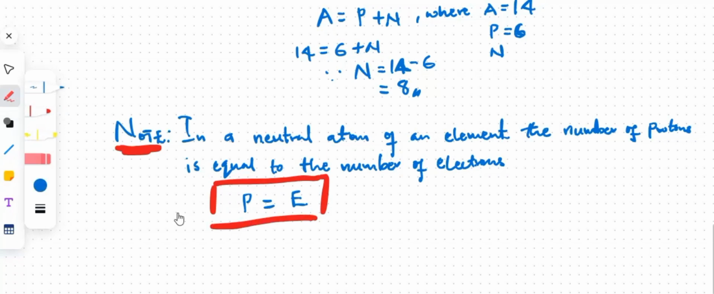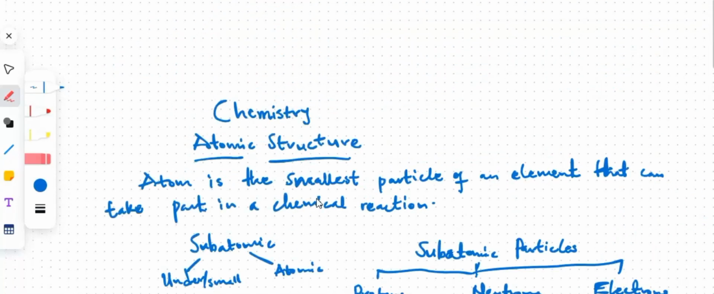So take note, the word here is neutral. In a neutral atom, because you see there are what we call ions. As we move on, you see ions, but in a neutral atom of an element, the number of protons is equal to the number of electrons. So before we go on, let's quickly recap all we have done.